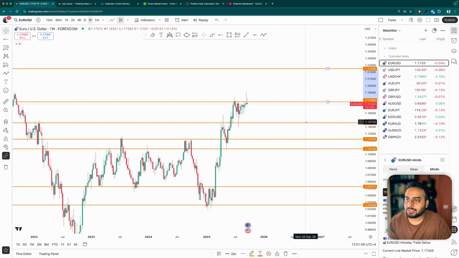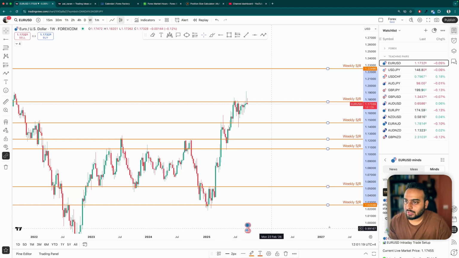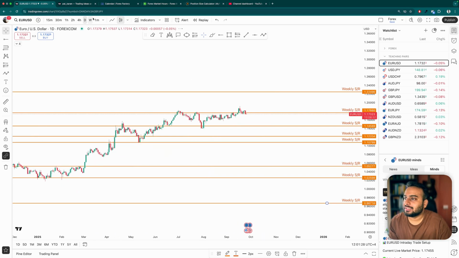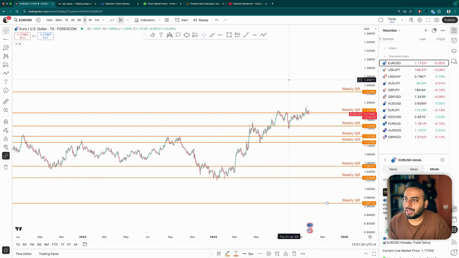Now what I do is I select all these lines and mark it weekly SR. I think we have one more line. Yeah. So we have the weekly support resistance lines and you can see the reason behind it now.